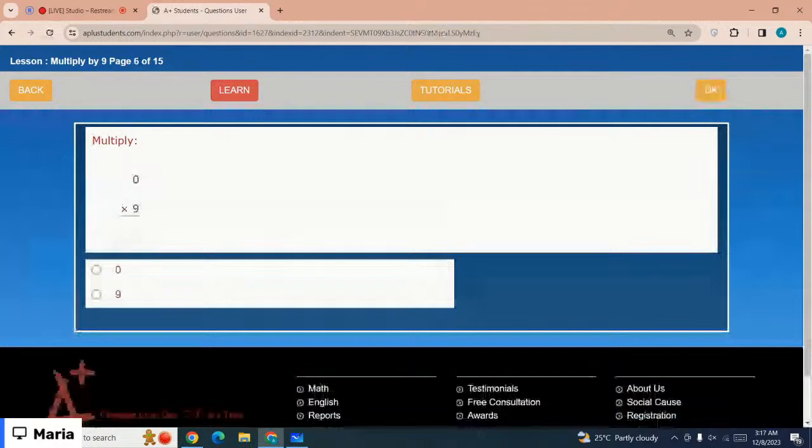Okay, the next one is multiply 0 times 9. So which option? Either you do 0 times 9 or you do 9 times 0. The answer is always 0, right? So the correct option is 0.